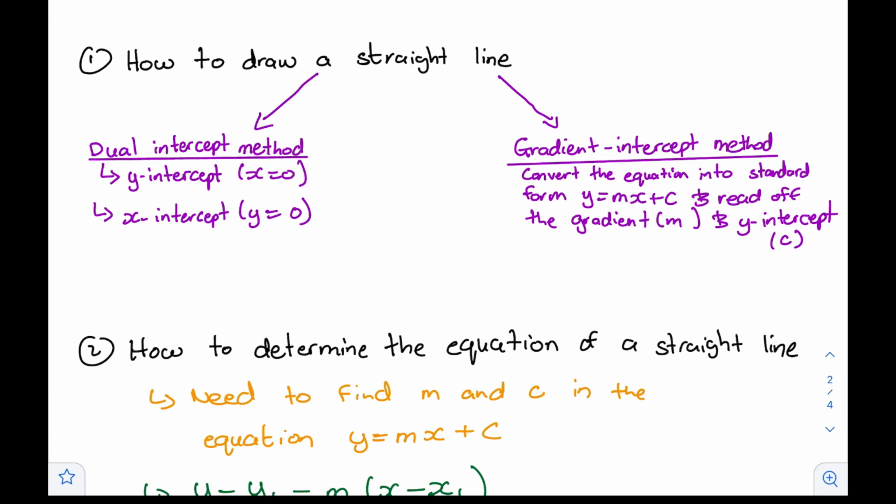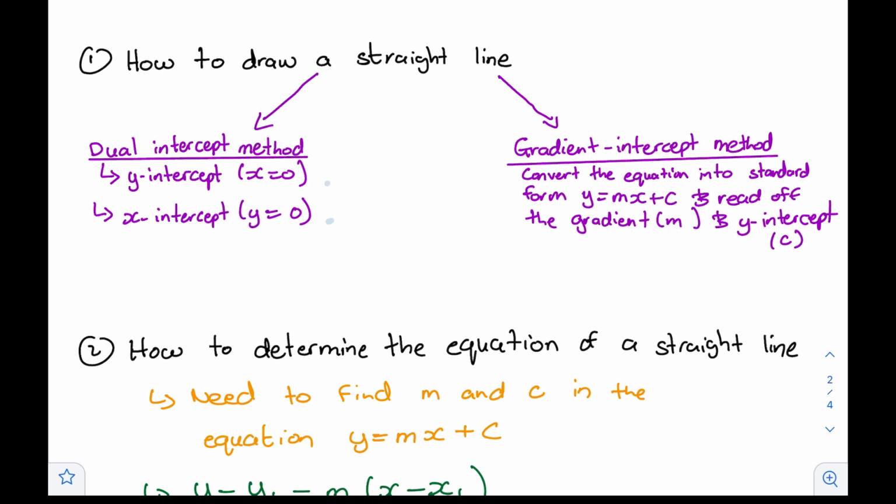Now moving on, things that you need to know is you firstly need to know how to draw a straight line. So you could use different methods in drawing a straight line. So the first method would be a dual intercept method. Basically find the y-intercept. So this is where x is equal to 0. And then also find the x-intercept. This is where you say y is equal to 0. So for instance, if they've given you the equation of a graph and they want you to solve it, just find the y-intercept, the x-intercept, and then you'll be able to draw the straight line.